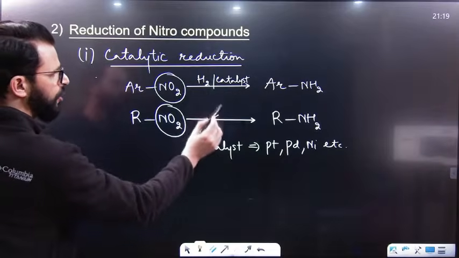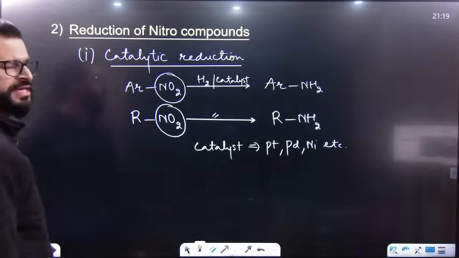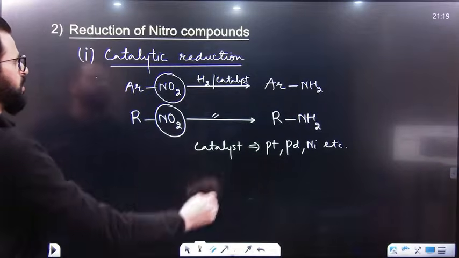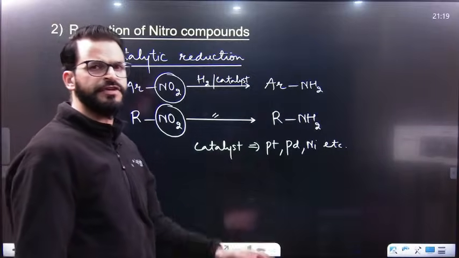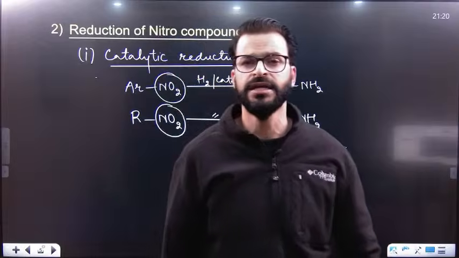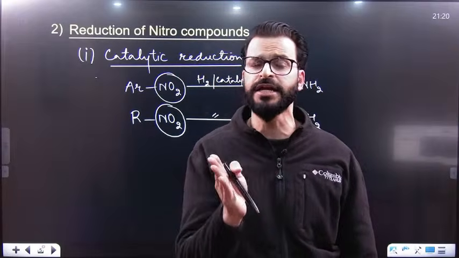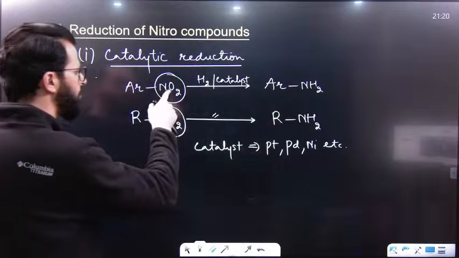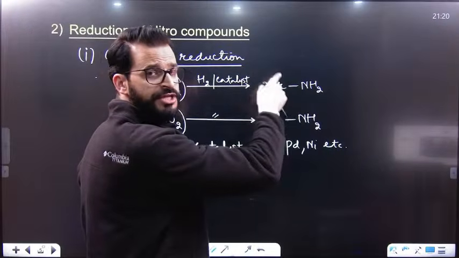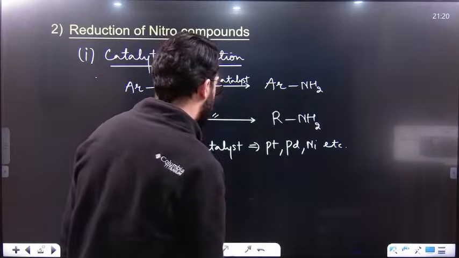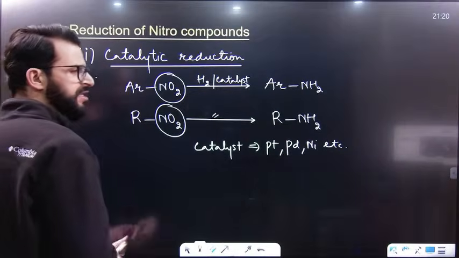You have to remember only these amines, the catalyst and the hydrogen in presence of catalyst. That means this is hydrogenation or reduction in presence of catalyst. That is why this is known as catalytic reduction. So catalytic reduction of aromatic nitro compound as well as aliphatic nitro compound forms aromatic amine as well as aliphatic amine. Let me know in the chats, is this clear?